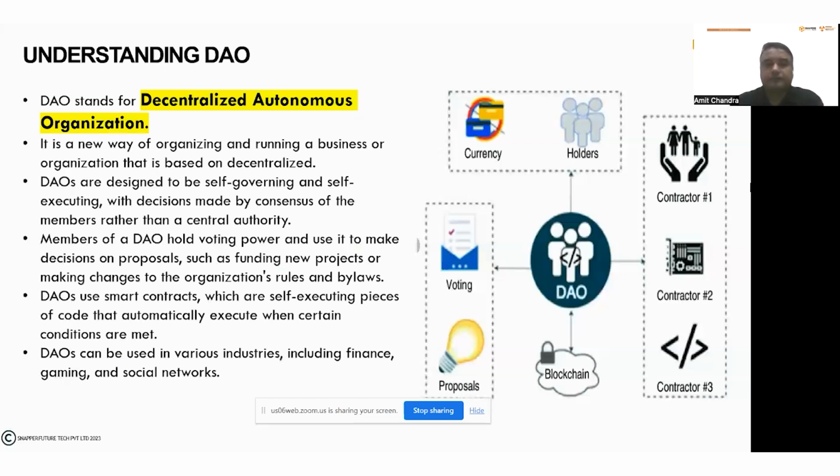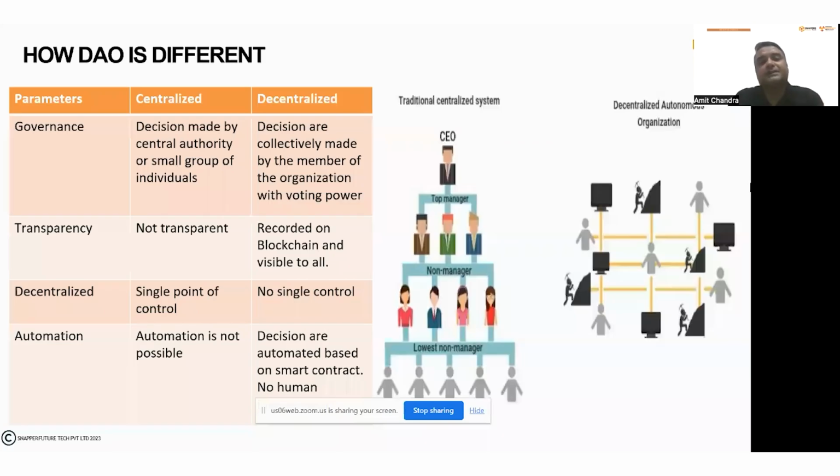Now the next topic is how DAO is different from traditional centralized systems. On the right-hand side of the diagram, you can see that in a traditional method there is a CEO, then a top manager, a mid-level manager, and then lower management. All the decisions are taken by the CEO, and the CEO is the only one responsible for the good and bad decisions of the company. Very few of those decisions come out from this particular structure, and the people are aware of that.